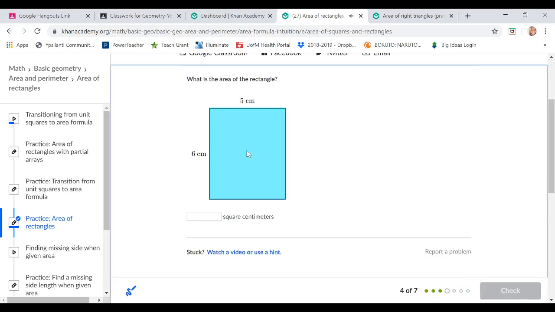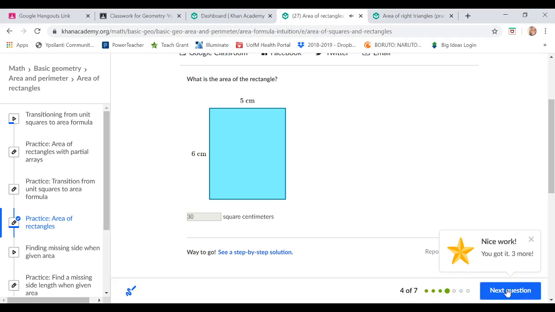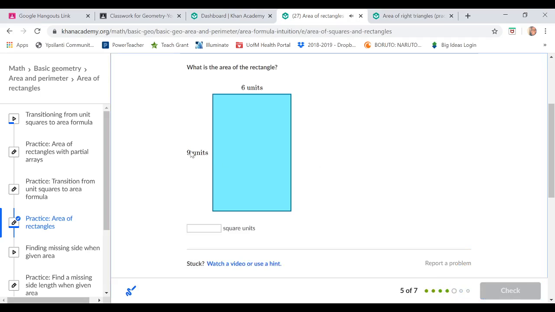Nice. This one, same idea, just multiply them. So 6 times 5 gets us 30 square centimeters. This one again, same idea. 9 times 6 gets us 54 square units. So this one they just say units, right? So it's square units, or units squared.